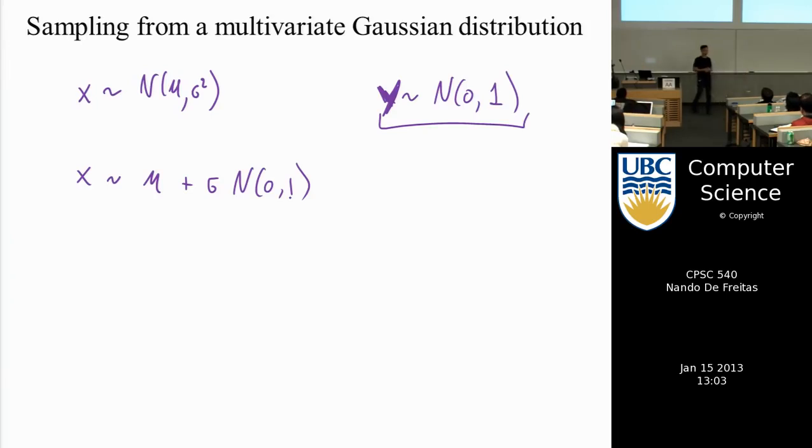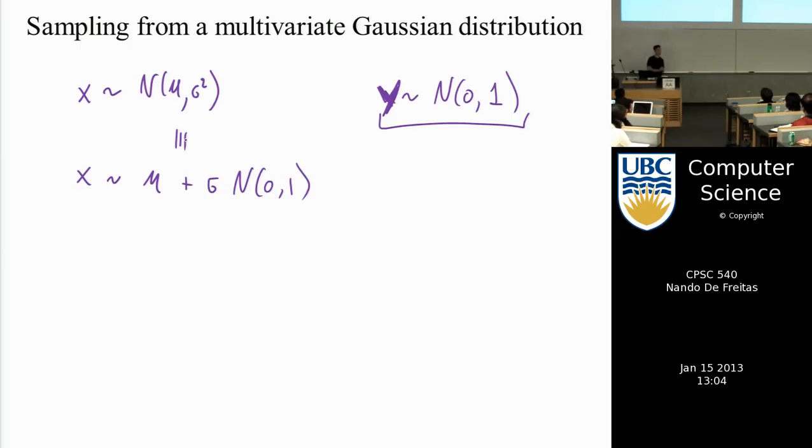Okay? I'm going to get you to prove this in your homework, that these two expressions are equivalent. But at least the mean should be obvious. If you have a random variable centered at 0 and you need a random variable centered at 2, you essentially draw the random variable centered at 0 and then you add 2 to shift it. And with the variance, you just need to pay attention to that squared.